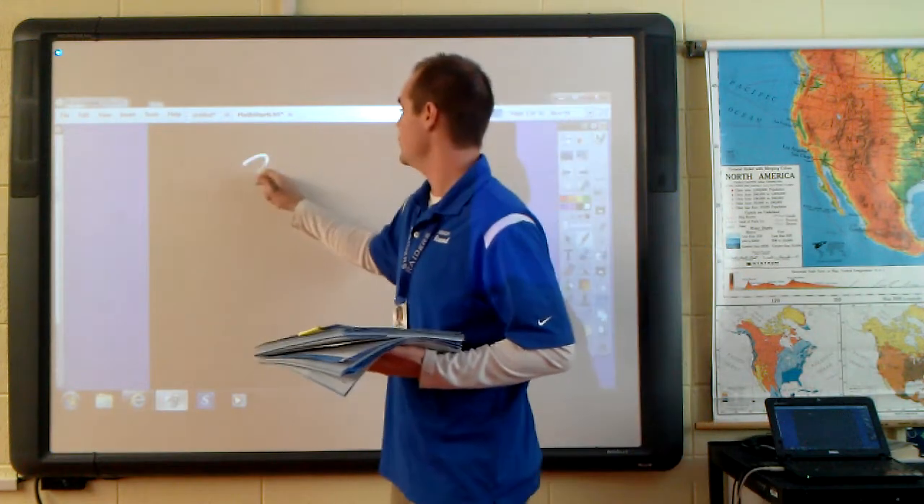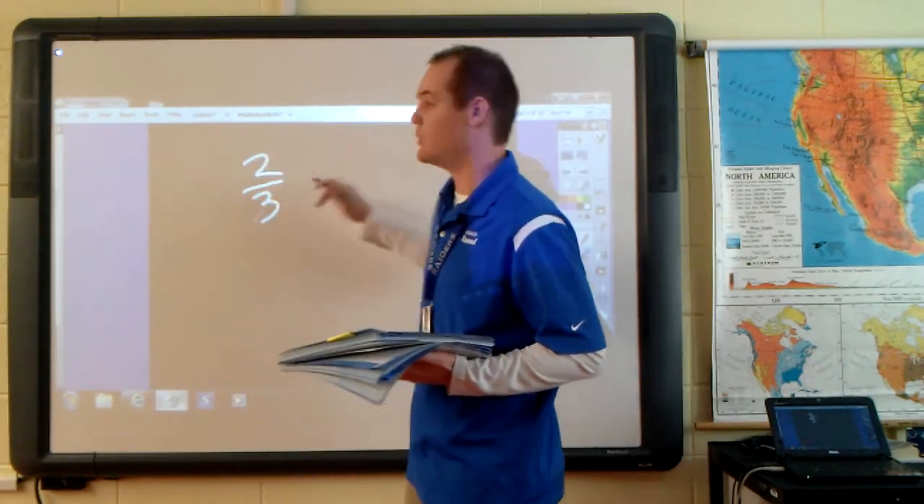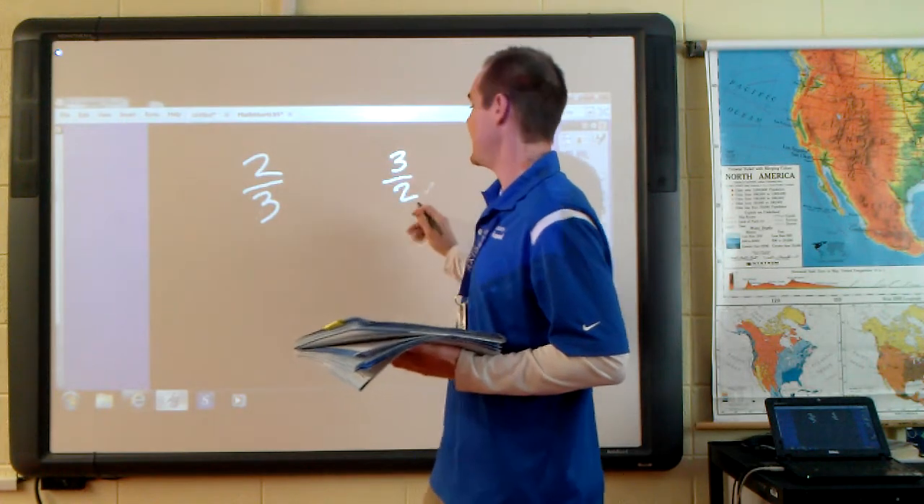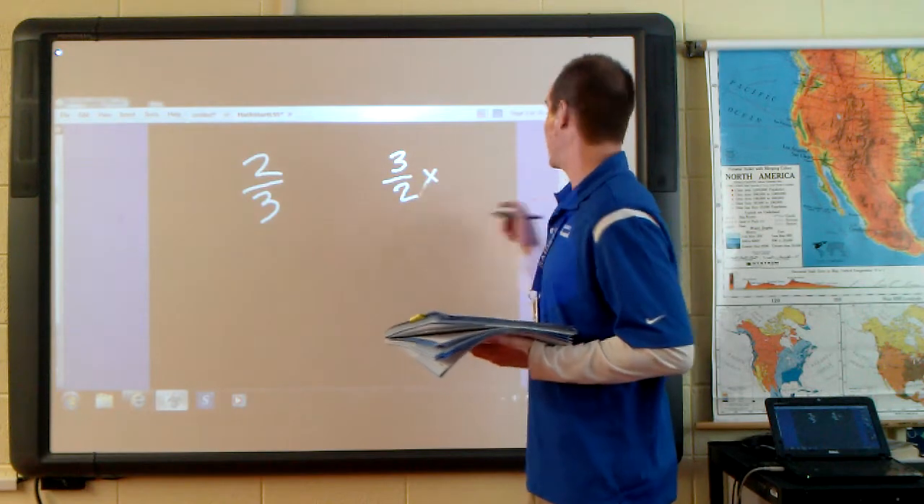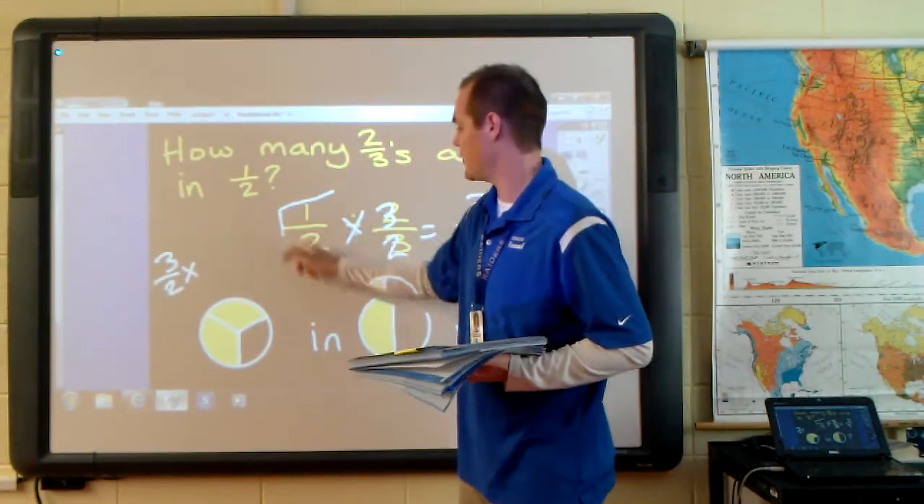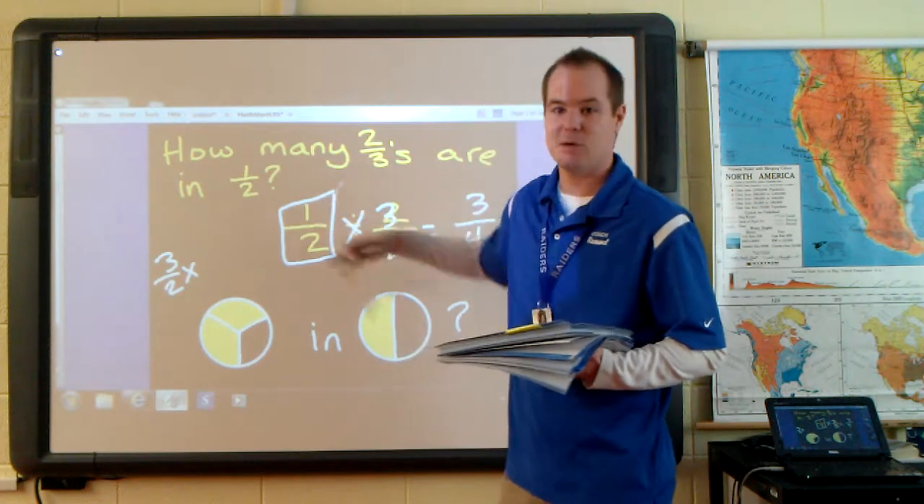The reciprocal of 2/3 is 3/2. That tells you how many 3/2 are in 1. You then multiply that number by the term that they were asking you about before.